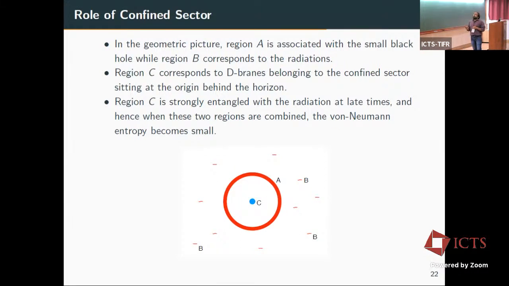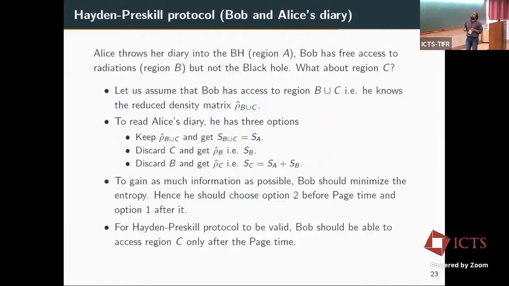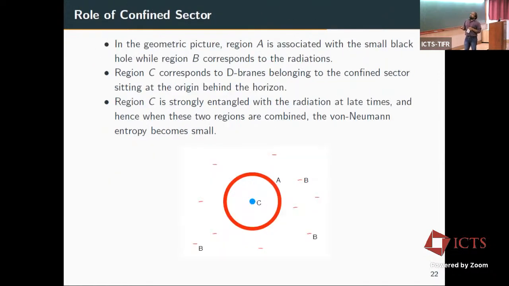Now, at late times, because there is less screening due to the excited D0 branes in the horizon, the region C, the confined sector, will be strongly entangled with the radiations. And when we combine these two regions, that is why the von Neumann entropy of SBC will go down. So in this way, we see that if we combine and interpret the entropy of radiations as SBC, by combining the radiation sector and the confined sector together, we will recover the Page curve.